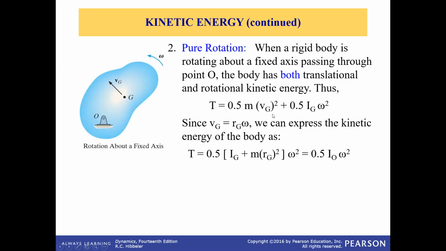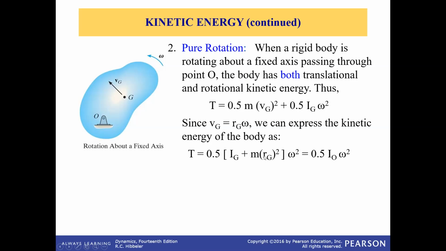You still add the two. If we rewrite the first equation, you take the 0.5 out. vg is equal to r times omega, where r is the distance from point G to O. If you do that, you will realize this is equal to 1/2 times m r squared, which gives you the moment of inertia about point O.